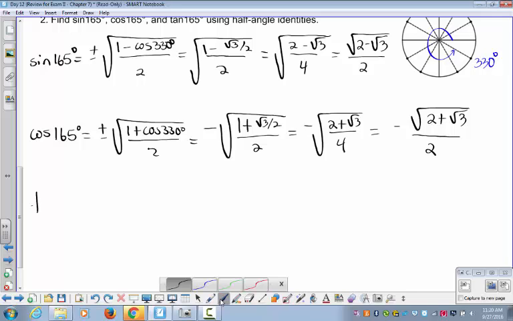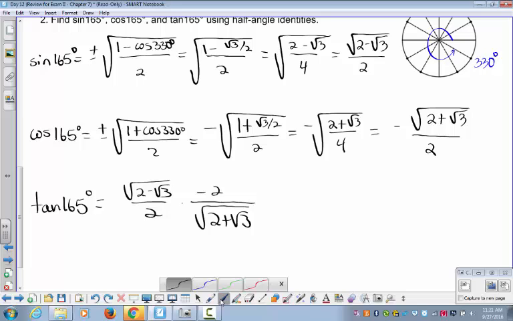And for tangent, we do sine over cosine. Dividing by that's the same as multiplying by its reciprocal, and I'm going to stick the negative with the 2. It has to be with one or the other, not both. So we'll put it with the numerator, since that makes more sense. Then we end up with this crazy fraction, and we just leave it as it is.